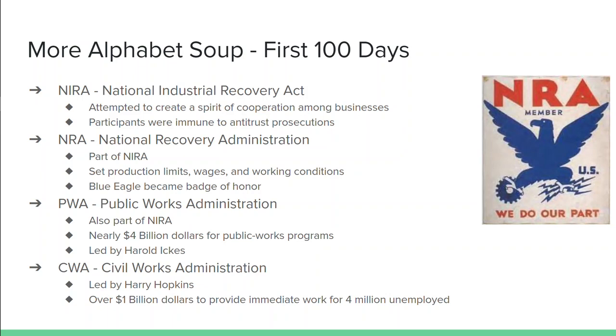Now, a little bit outside the first 100 days, we're talking November of 1933, so it's a couple months after the start of FDR's presidency, the CWA, or the Civil Works Administration, is created. And the CWA only exists from November of 1933 until February of 1934, so about 4 months. And in 4 months, the CWA spends over $1 billion. Now, the idea was to find random projects, little short-term projects that could be done. And through the CWA, over 4 million unemployed workers find a paycheck.